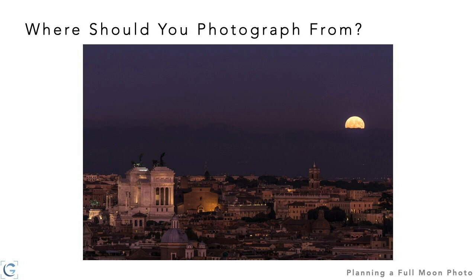So then the question is, where should you photograph from? Here you can see that I like to think that I got a pretty good location from which to photograph Rome with the full moon rising in the background. So how do we plan for that particular position? And this was actually planned in advance. I knew exactly where the moon was going to rise.